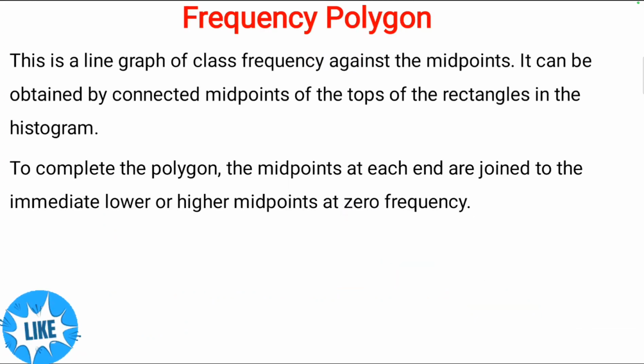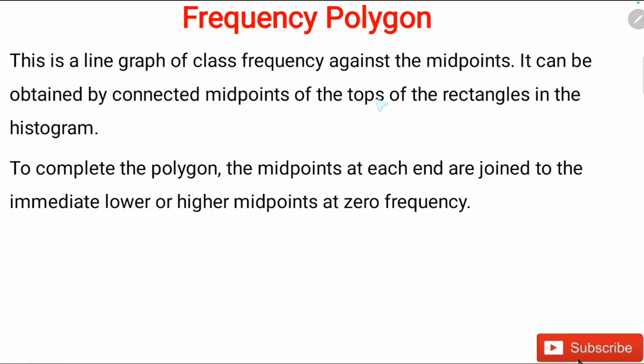So as we have already indicated, when it comes to frequency polygon, this is a line graph of class frequency against the midpoint. As I said, this is the line graph of class frequency against the midpoint. It can be obtained by connecting the midpoints of the tops of the rectangles in the histogram. This is what I was talking about. So we are just interested in the midpoints of the tops of the rectangles in the histogram, and that will help us to construct or represent data in the form of a frequency polygon.